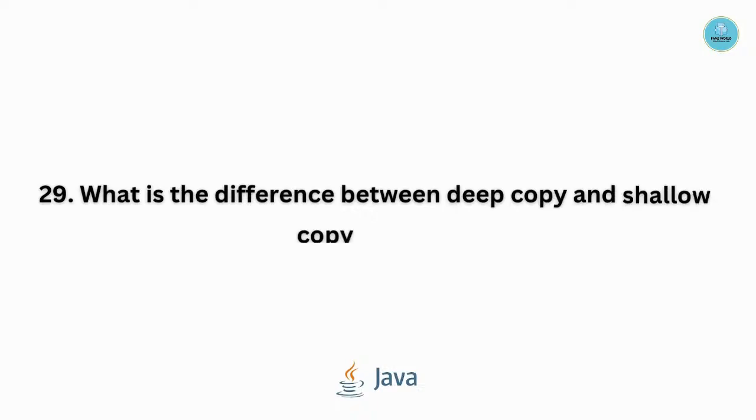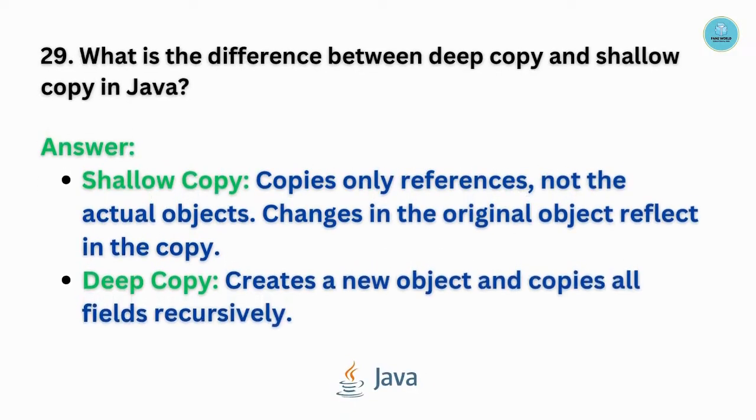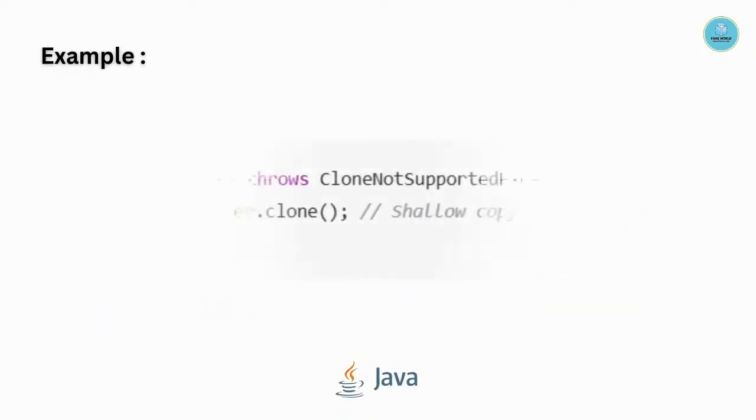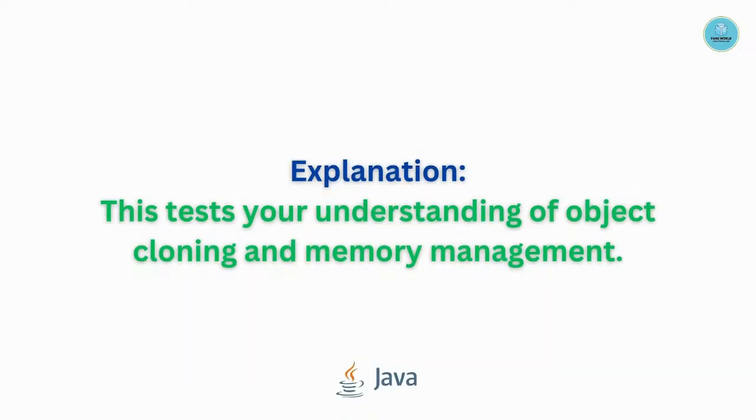Question number 29. What is the difference between deep copy and shallow copy in Java? Shallow copy copies only references, not the actual objects. Changes in the original object reflect in the copy. Deep copy creates a new object and copies all fields recursively. Example is as follows. This tests your understanding of object cloning and memory management.